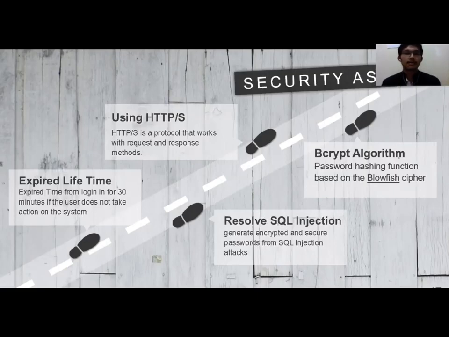The sixth is using HTTP or HTTPS. HTTP or HTTPS is a protocol that works with request and response methods. The seventh is resolving SQL injection. Generate and secure passwords from SQL injection attacks. The last is the decrypt algorithm. Password hashing function based on Blowfish.